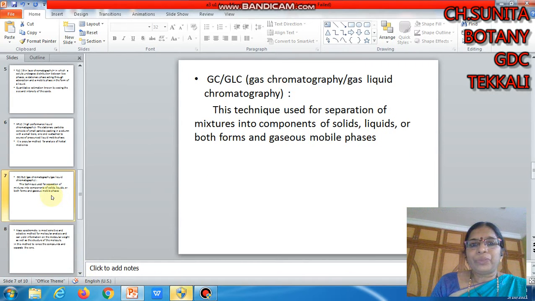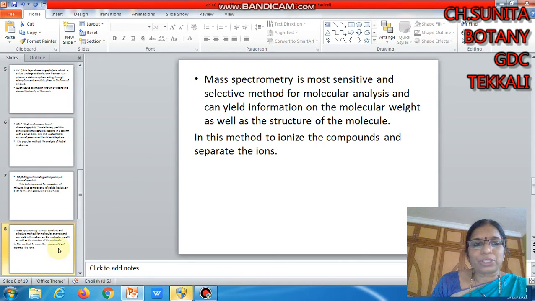Next one, gas chromatography or gas liquid chromatography. This technique is used for separation of mixtures into components, with solid and liquid stationary phases and gaseous mobile phases. So these are the different phases by which we can understand the analysis process.